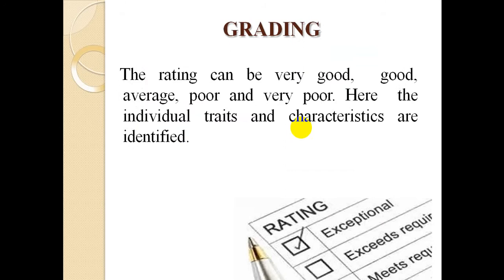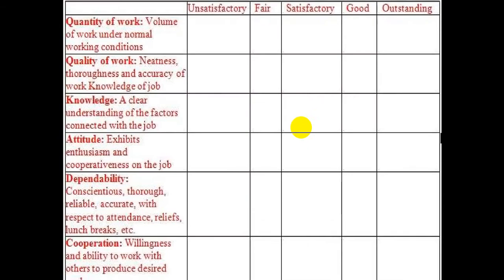Now next, the grading method. Here the rater will grade the employees as very good, good, average, poor and very poor based on loyalty, commitment, output, attitude and team spirit. So this is an example of the grading method. They will tick in this.